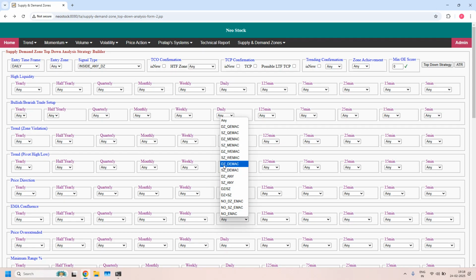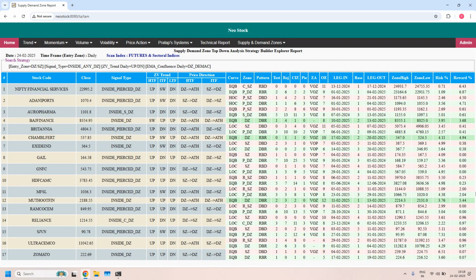Daily demand zone having daily EMA confluence, and trend on the daily should not be sideways. It can be up or down. So with these filters, the list has come down to 17 stocks from the 74 stocks. These 17 daily demand zones are having daily EMA confluence, and also current price closed inside the daily demand zone.